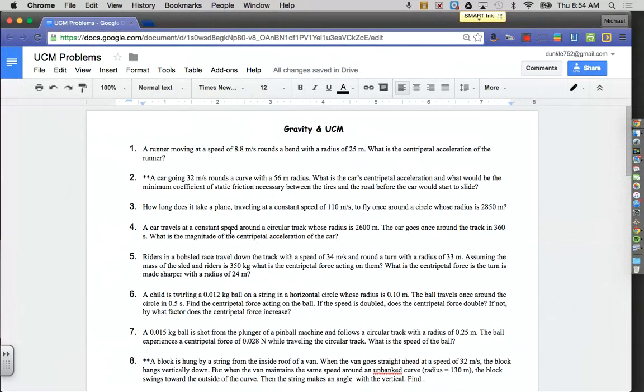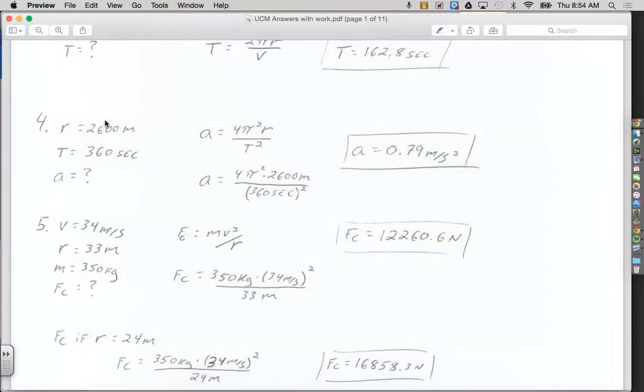Number 4, a car travels at a constant speed around a circular track whose radius is 2,600 meters. The car goes once around the track in 360 seconds. What is the magnitude or size of the centripetal acceleration of the car? I pull out my numbers. The radius was 2,600 meters. The time was 360 seconds.